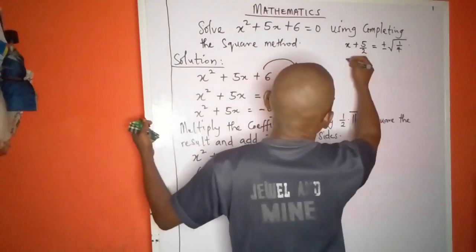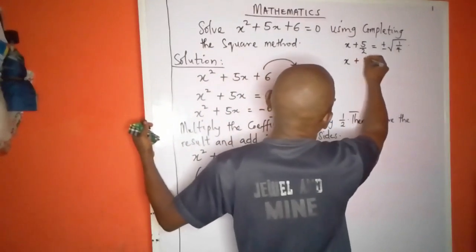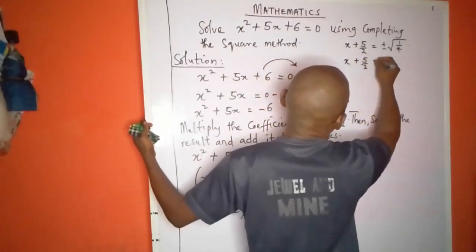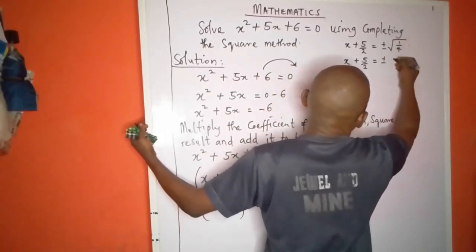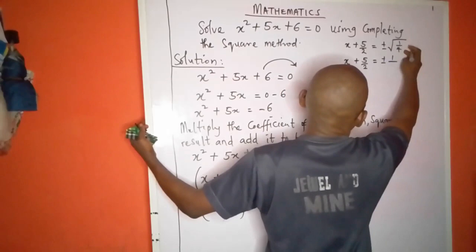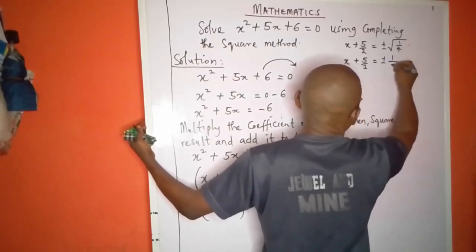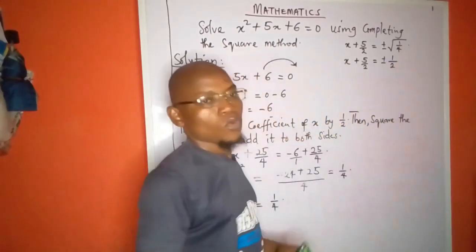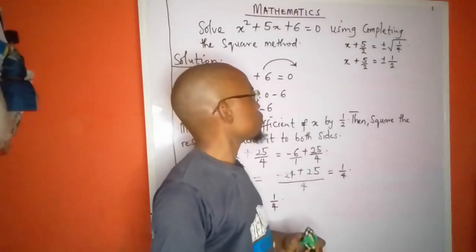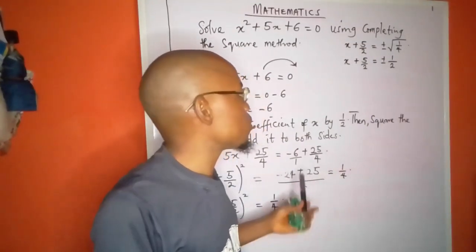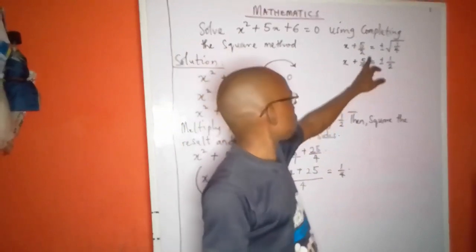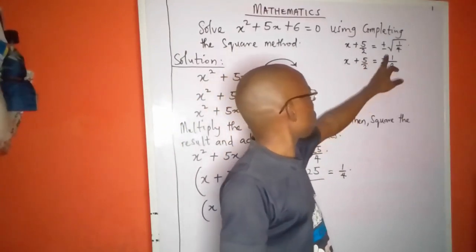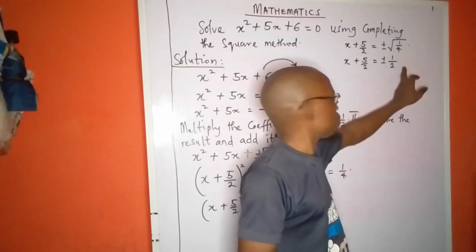So looking at this, we now have x + 5/2 equal to plus or minus the square root of 1 over the square root of 4, which is 2. After you've done this, what next do we have? We have x here, 5/2 here, and plus or minus 1/2.